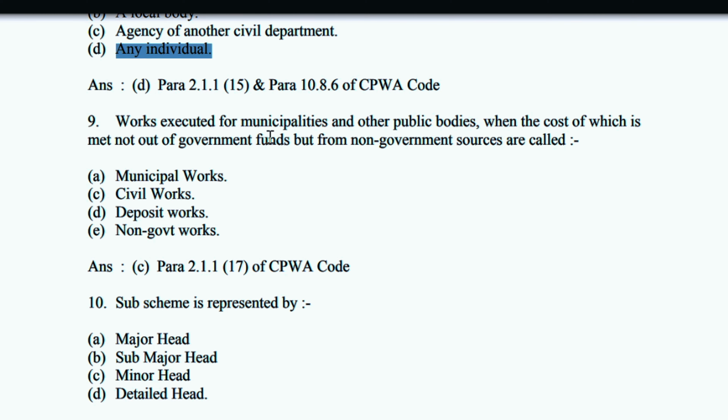Work executed in municipalities and other public bodies when the cost of which is met not out of government fund but from non-government sources are called deposit works. So this serial number is wrong. A, B, C, this is the answer. Deposit work.